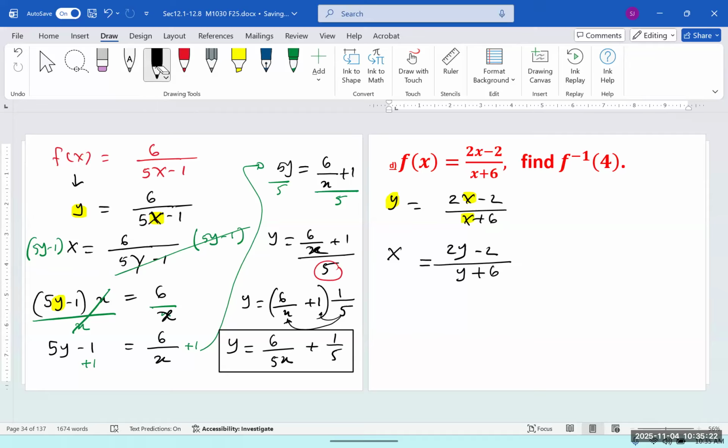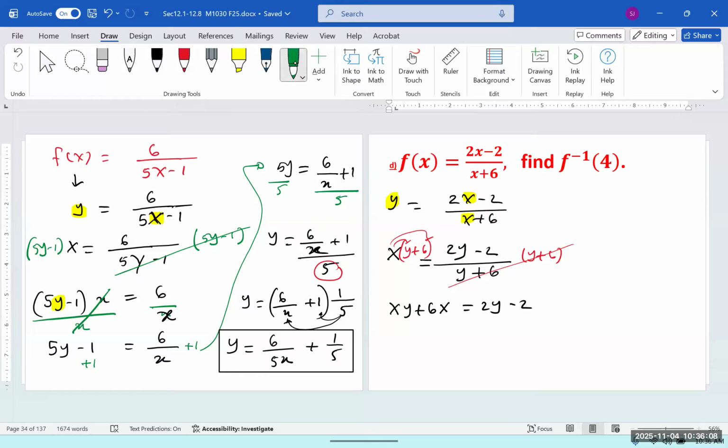So first step is done, second step is done, and now our goal is to get the y alone. So what do you do? Okay, so we'll multiply by y plus 6 on both sides. Y plus 6, y plus 6. So the denominators cancel out. And this time we are going to distribute because we have y on both sides. Xy plus 6x equals 2y minus 2. In the last example, I did not distribute because we had x on only one side. But here we have two y's. So we need to have all the y's together.